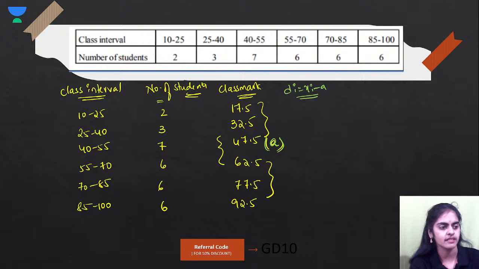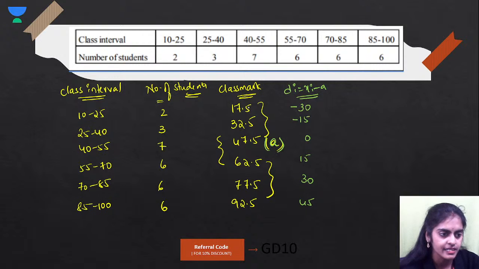17.5 minus 47.5, so it is minus 30. Then this will be minus 15. 0, 15, 30 and 45. So see, 17.5 minus 47.5 is minus 30. 32.5 minus 47.5 is minus 15.